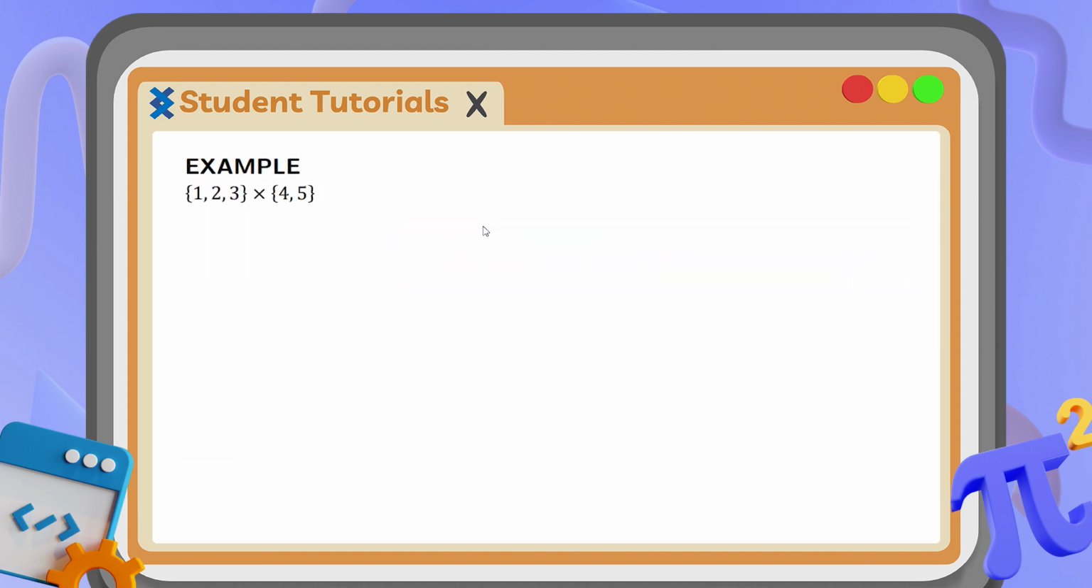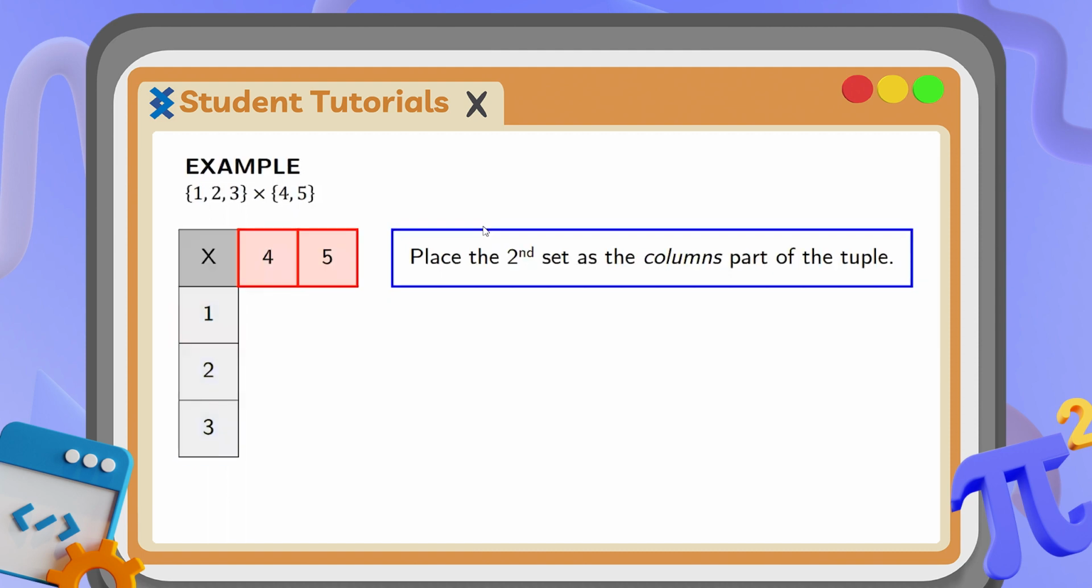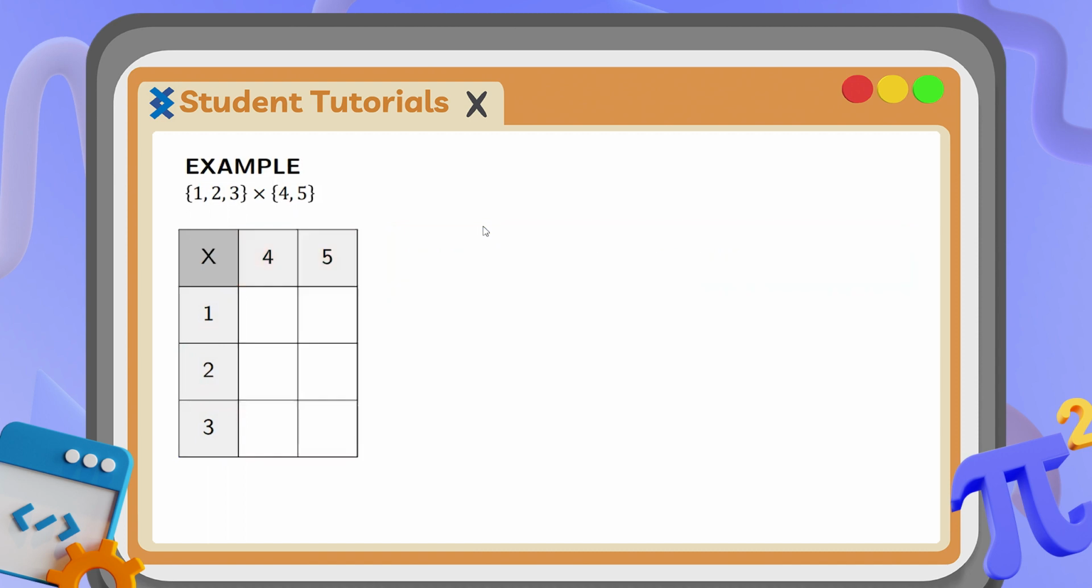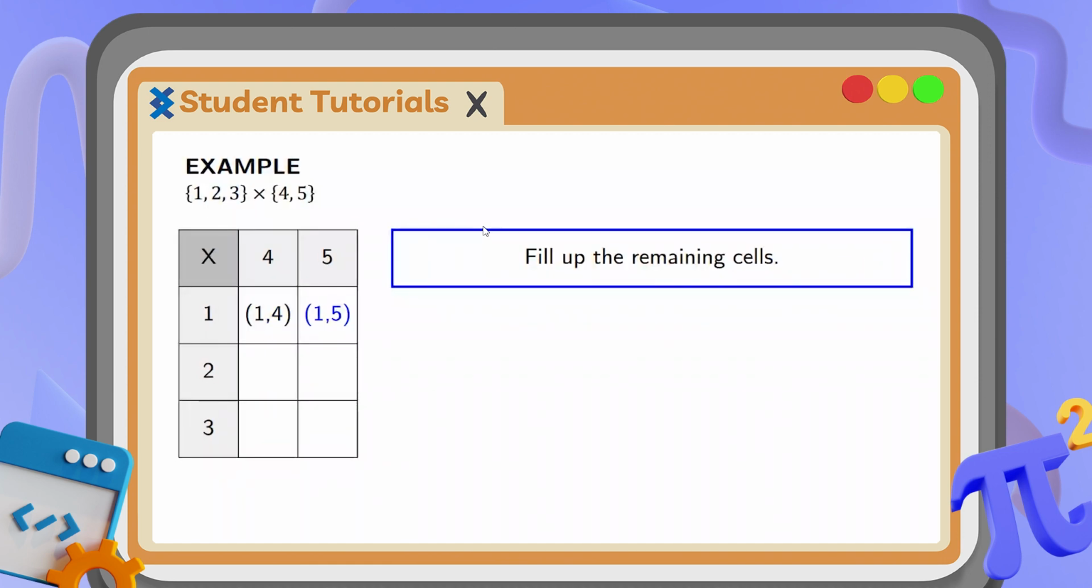So how do we actually compute for the elements in the Cartesian product? Place the first set as the rows part of the tuple. Place the second set as the columns part of the tuple. And then fill up the table like so. The first element will be placed in the ordered pair first before the second set's element, since that's how we defined it in the Cartesian product. And then fill up the remaining cells like so, where each cell is an element of the Cartesian product.